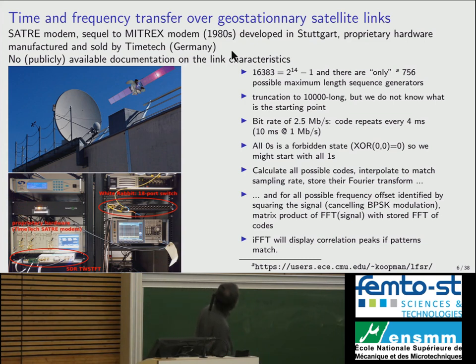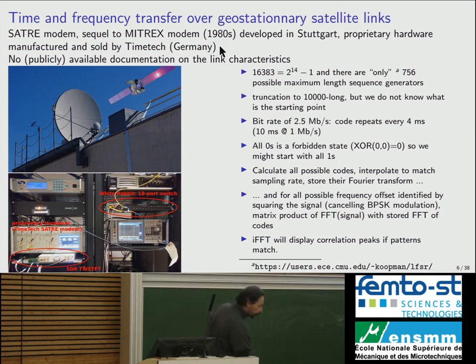And the very early tests were initiated prior to the sale of the SATRE modem by TimeTech, also a German company. And basically, whether you're looking at Mitrex or SATRE, you don't find any public information. The fact is that there is no publication on how they work. You take a black box, and hopefully you pray that it works as expected.